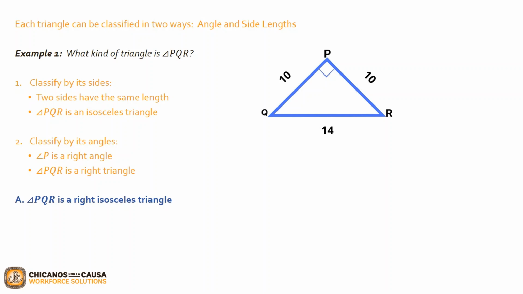And next, we're going to classify it by its angles. So angle P, as we mentioned earlier, has a right angle. So triangle PQR is a right triangle. Remember that a right triangle has one angle that measures 90 degrees. So when we classify this particular triangle with angle and side length, we can determine that triangle PQR is a right isosceles triangle.